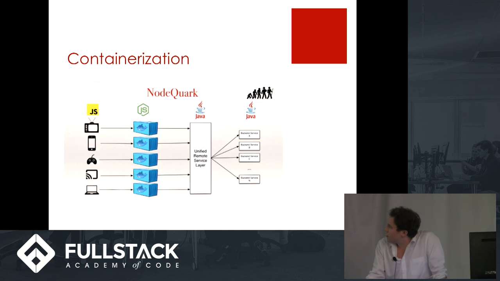And here's just a visual representation of that. Basically the Apple TV Netflix gets its own Node.js app. The iPhone Netflix gets its own Node.js app. The Xbox and so forth, and yet they can all still communicate with this unified remote service layer, which is still to this day written in Java.